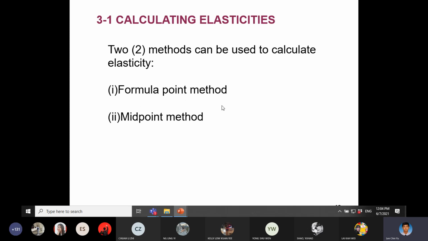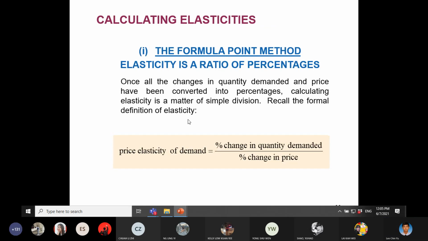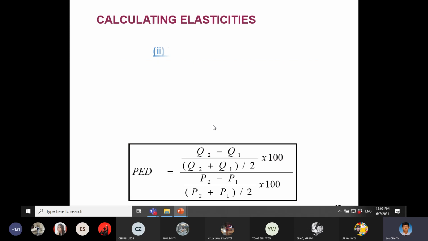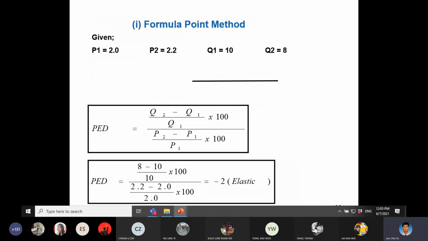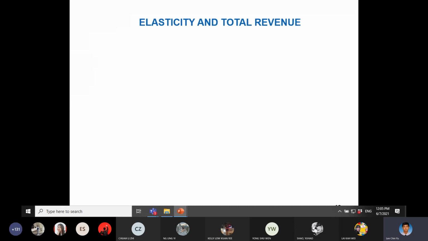So this is the way to calculate. Normally, we use the formula point method to calculate, unless the question asks us to use the midpoint method, because with the point method we know whether the price increased or reduced. But if we don't know, or the question asks us to use the midpoint, then we use the midpoint method. This is the formula for the point method and also for the midpoint.